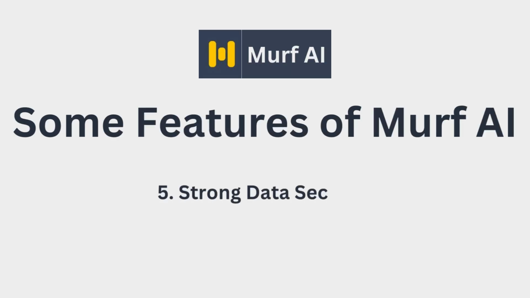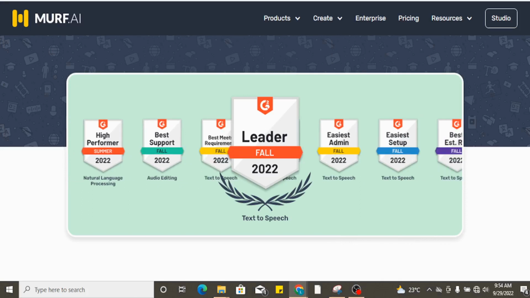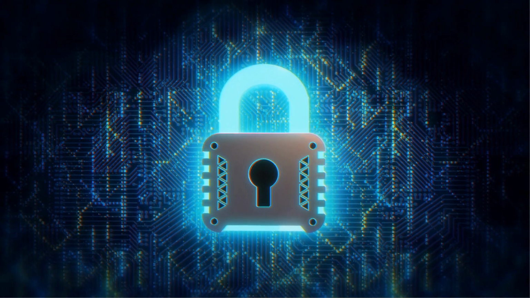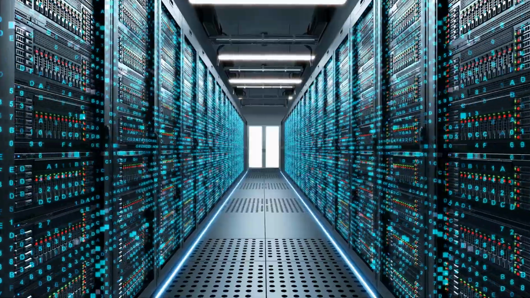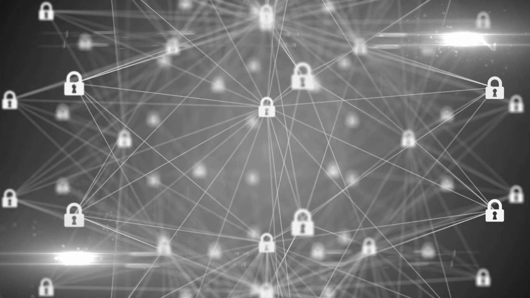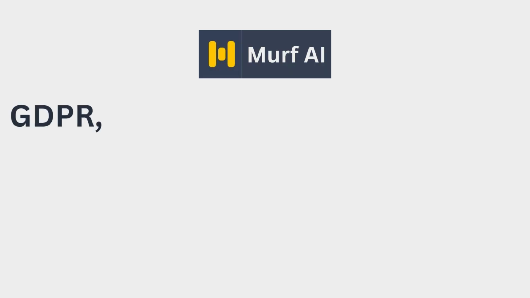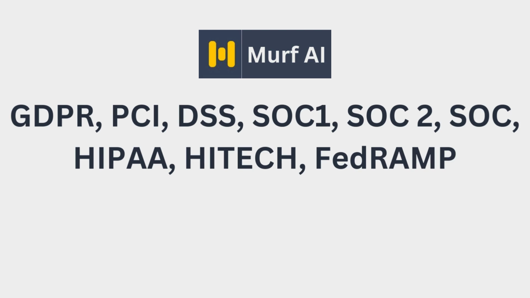5. Strong data security. Murf Studio takes pride in its robust data security and protection processes. Two-factor authentication protects access control, and all data is stored on secure servers. It's kept on Amazon Web Services, which complies with all applicable data privacy and security laws, including GDPR, PCI DSS, SOC 1, SOC 2, SOC 3, HIPAA, HITRUST, FedRAMP.